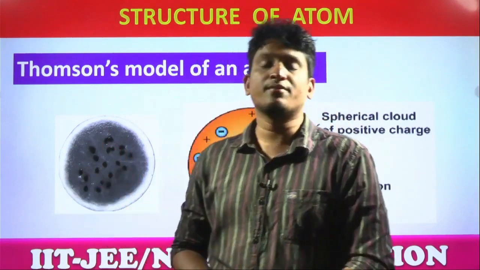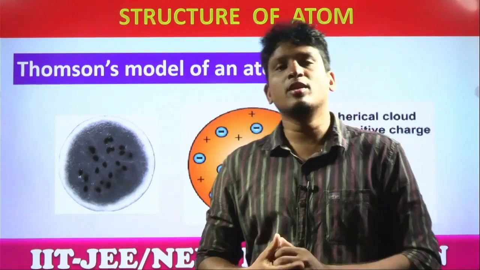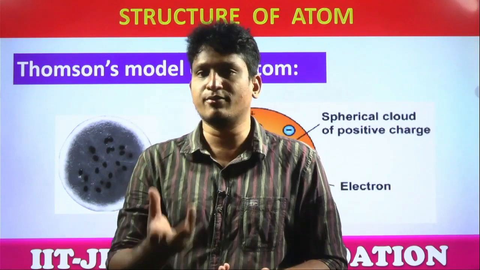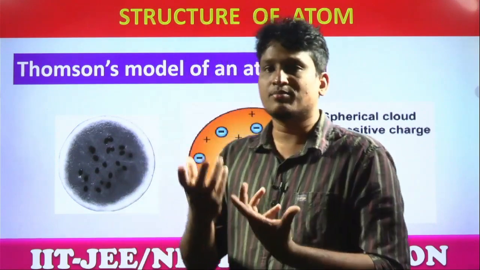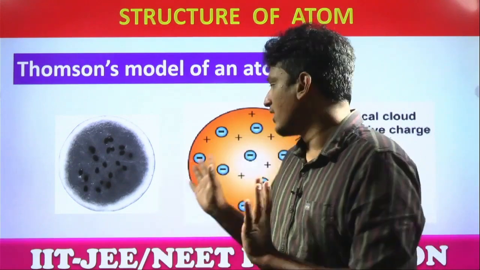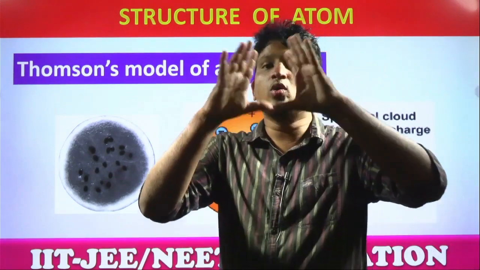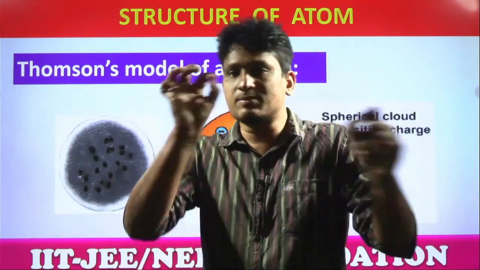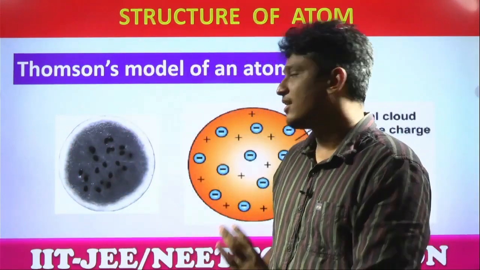That's why this model of atom is also called the watermelon model, or also called the plum pudding model of atom. Plum pudding means it's a cake, fruit cake, yes or no? The cake part is like protons and the fruits are like electrons. Ultimately, according to Thomson, the whole atom is covered with protons and electrons occupy very small spaces here and there. That is Thomson's model of atom.